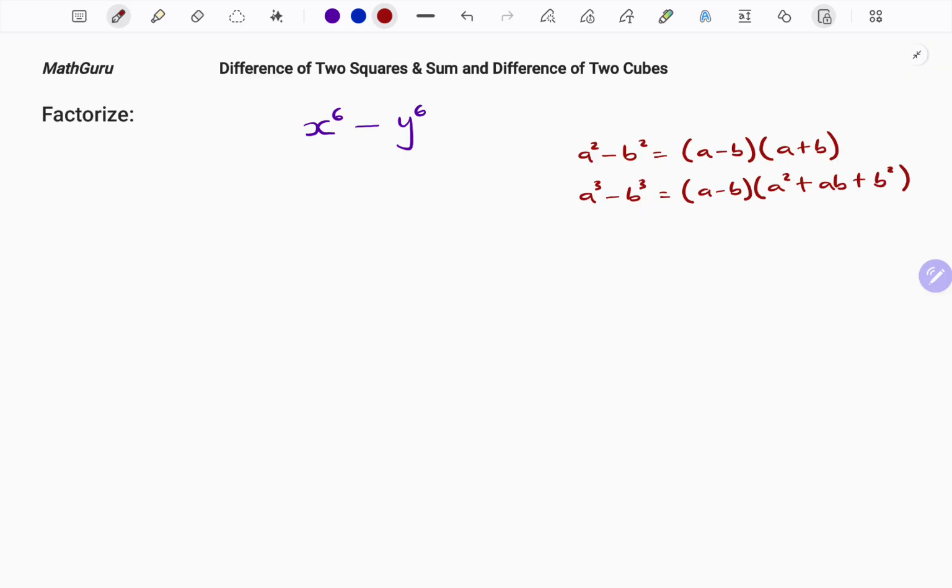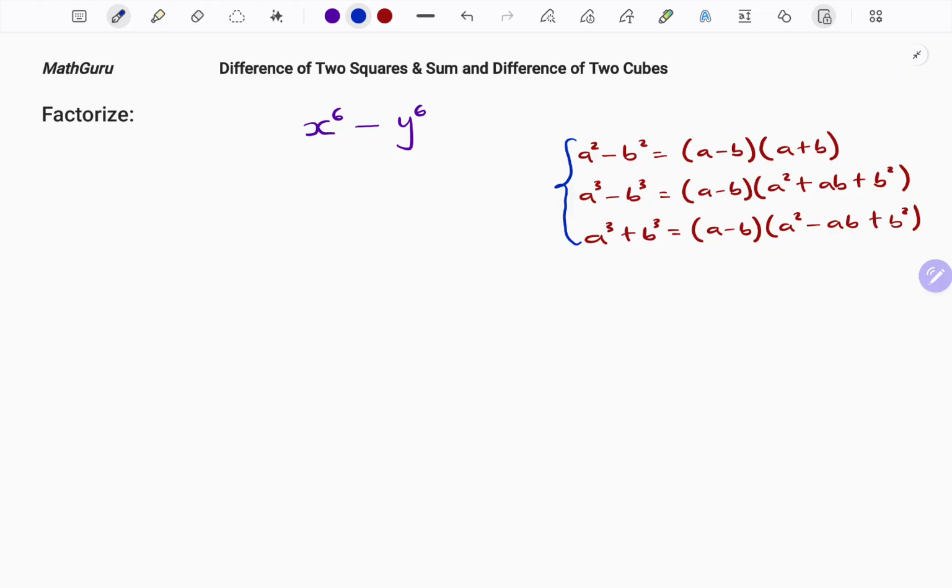And the last but not the least, if I have a cube plus b cube, if I factorize, that's a plus b, then I have a squared, the sign changes, that's minus ab, then the plus at the end remains the same, plus b squared, close bracket. So therefore, in this expression, I'm going to be applying these three rules.